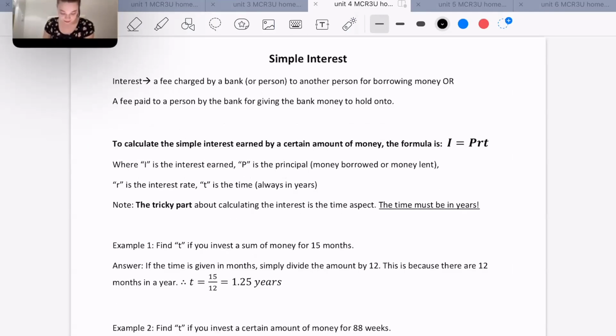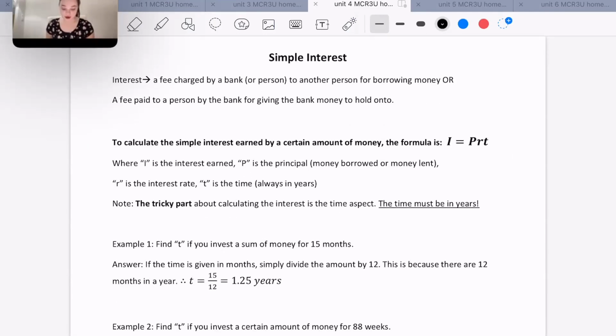Okay. So again, interest is a fee charged by a bank or a person to another person for borrowing money, or a fee paid to a person by the bank for giving the bank money to hold onto, right? So interest can work for us or against us. If we owe interest, that's different from if we are getting interest from the bank or from investments or stocks or whatever it is, right?